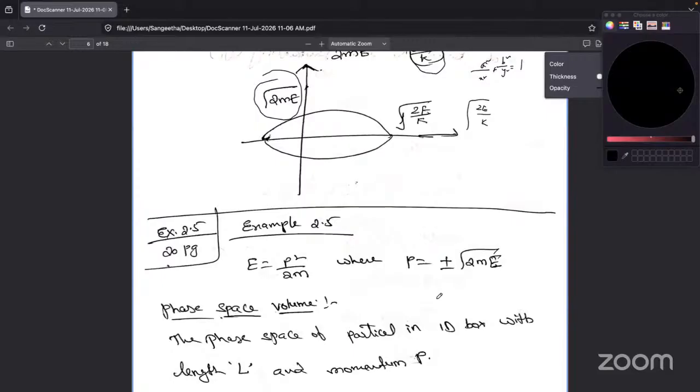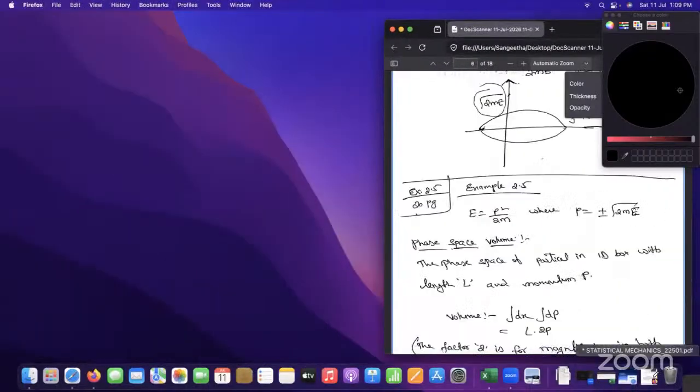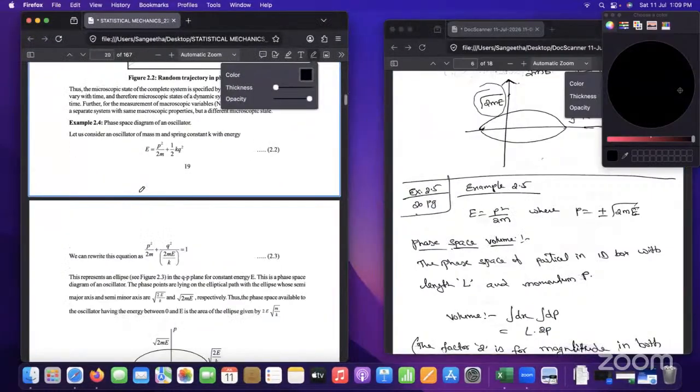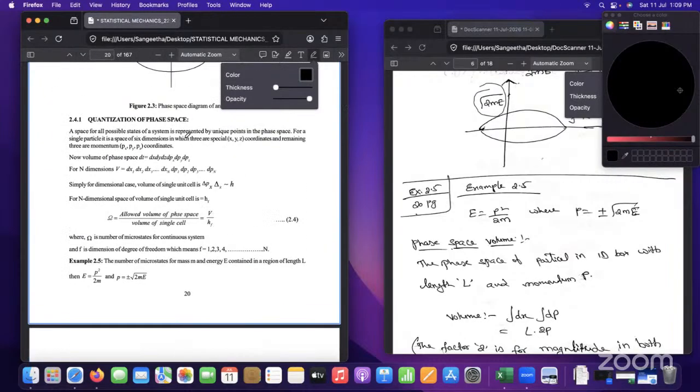Next example we will see quantization of phase space. What do we have in quantization of phase space? Next, after example 2.4, here we don't have m. Next we will see quantization of phase space.